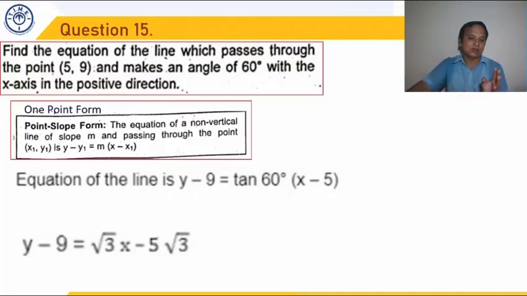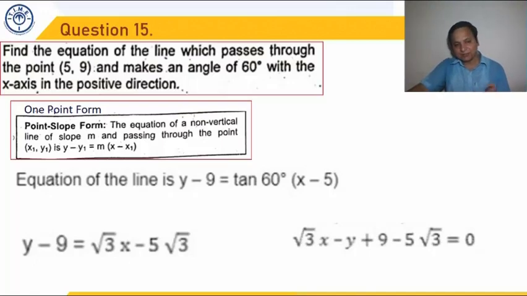On multiplication, root 3x minus 5 root 3. So this gives us root 3x minus y plus 9 minus 5 root 3 equal to 0 as the equation of the line. We use the one-point form because a point is given and theta is given, so the slope is given to us. Y minus y1 is equal to m into x minus x1. M is tan 60, that is root 3, and we simplify the equation.